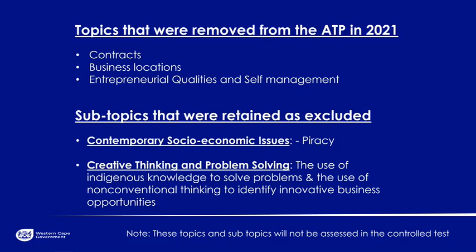It also doesn't mean the entire section of creative thinking and problem solving has been removed. It just means 1 or 2 aspects within that subtopic have been removed. So just to make sure we understand, the top part of the slide where it says topics that were removed from the ATP in 2021, those were entire topics: the contracts, the business locations, and entrepreneurial qualities and self-management. Those entire topics were removed from the ATP, or the teaching plan, for 2021.